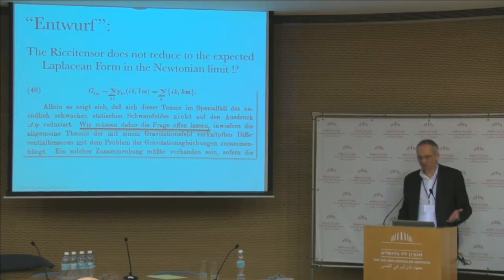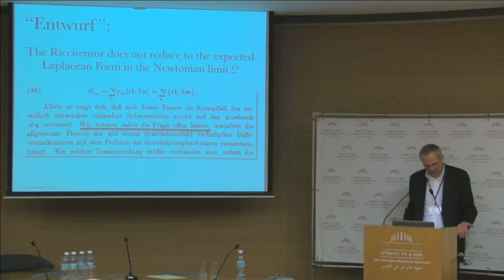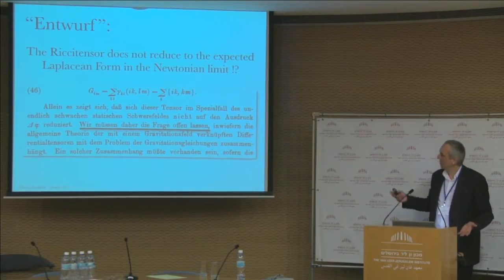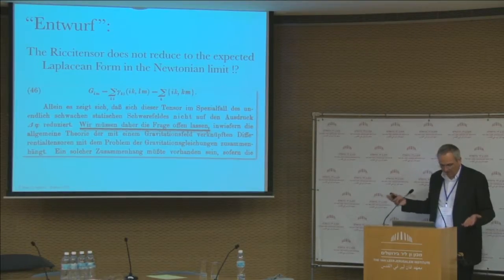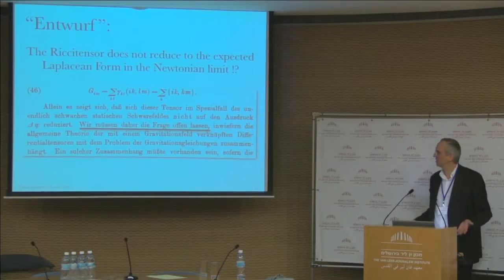Famously, Einstein and Grossmann had already considered in their Entwurf the Ricci tensor, but they had failed to see that it reduces to the Newtonian limit in the expected way. They write, "Wir müssen daher die Frage offen lassen." We therefore have to leave open the question in which way the general theory of differential tensors connected with a gravitational field links up to the problem of gravitational equations.